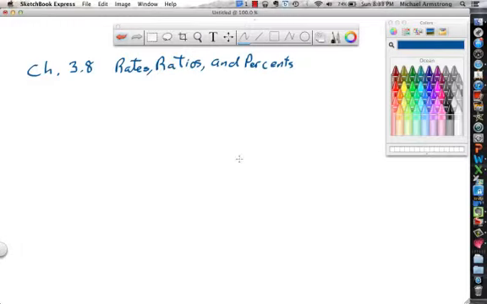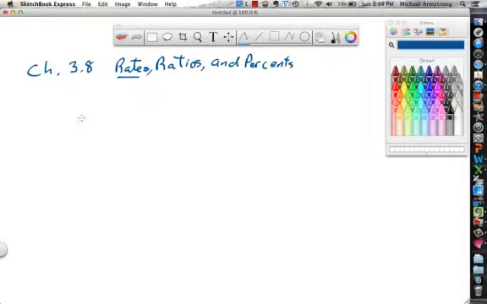Okay, chapter 3.8, rates, ratios, and percents. There's an awful lot here. I'm going to try to move quickly. I'm trying not to confuse myself, and I'm going to try not to confuse you either. Rates, like unit rates. Unit rates are kind of cool, and it's something that you have to work with. And there's really just one really good way to do it.